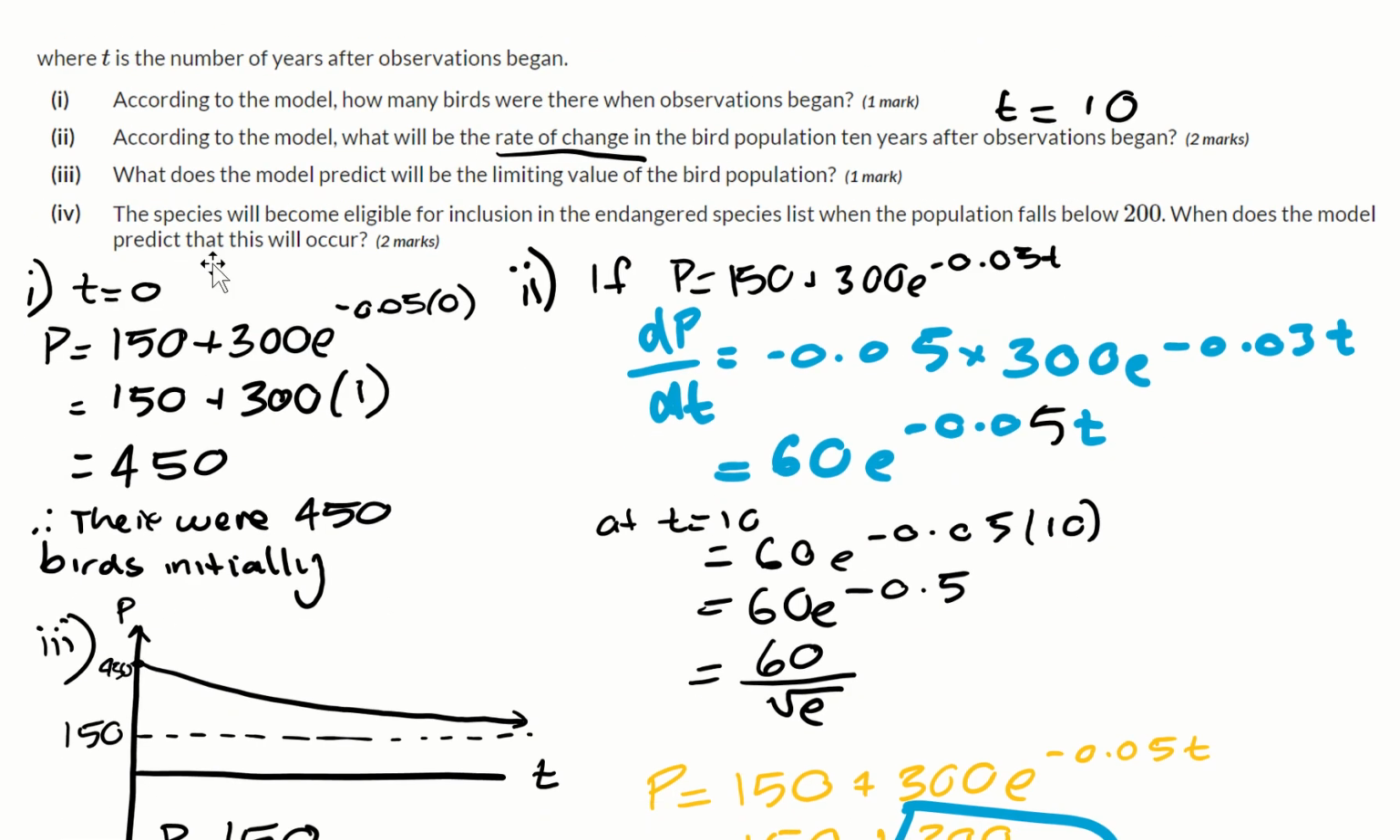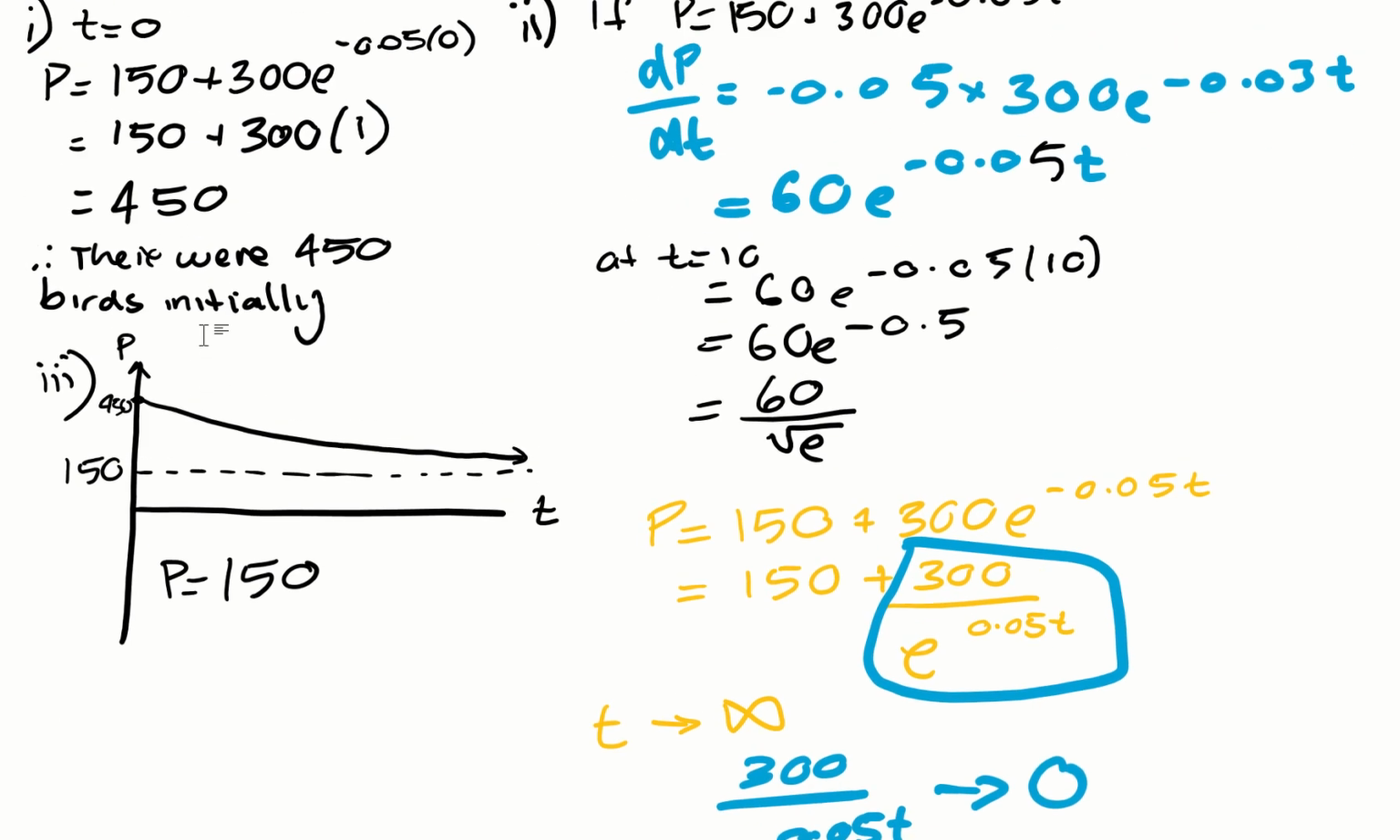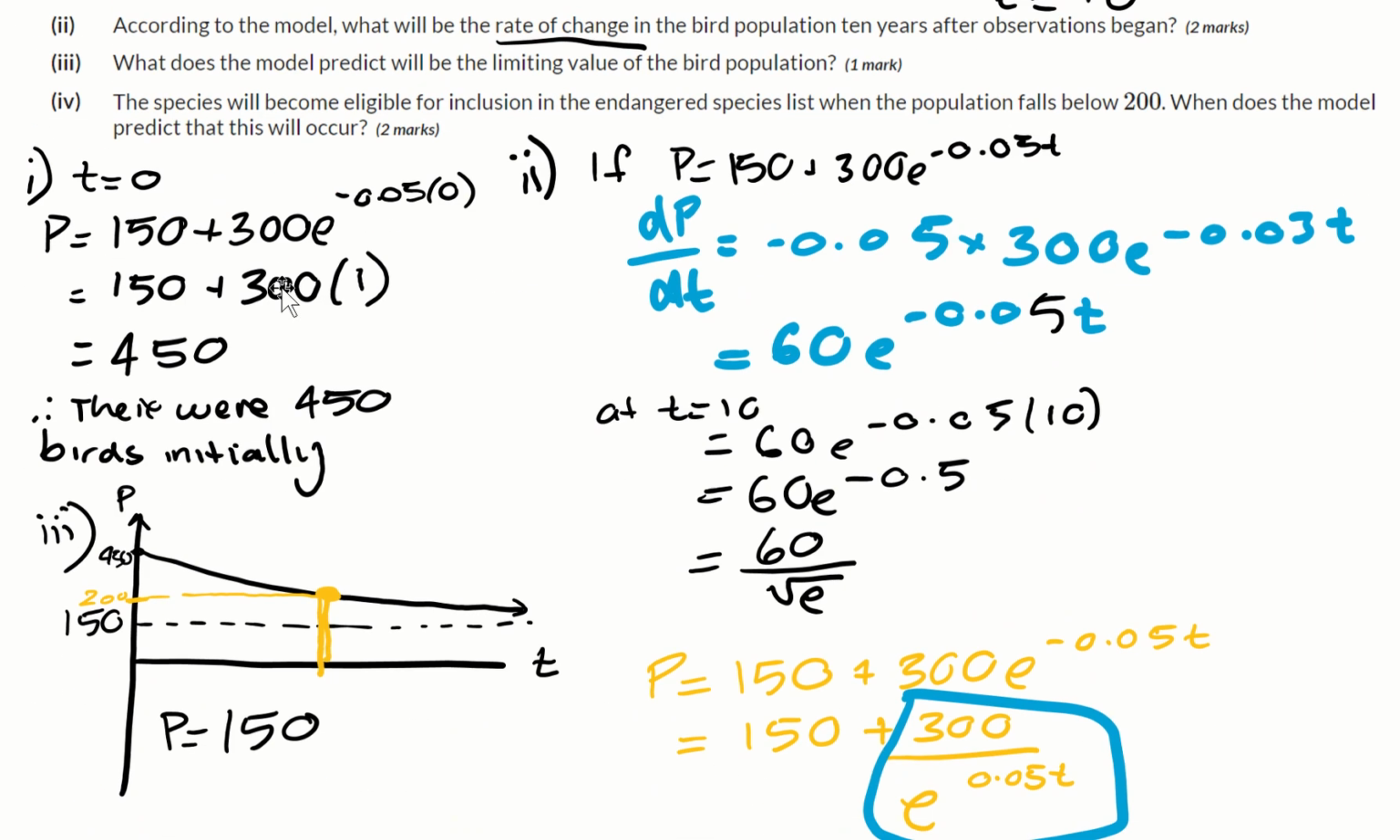Okay, and last question. The species will become eligible for inclusion in the endangered species list when the population falls below 200. When does the model predict this would occur? So for a bit more understanding, we want to know, well, 200 is going to be around here somewhere. So we want to know at what time does that occur. And that's when it's going to be eligible for this endangered species.